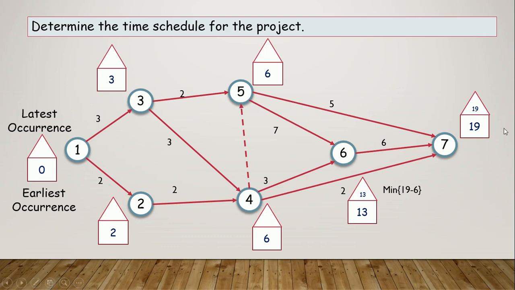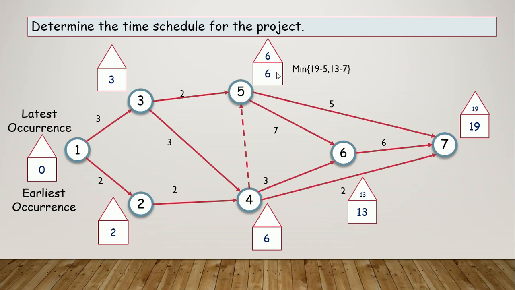Backward pass for 6: 19 minus 6, because there is only one activity here. 6 to 7, there is only one activity starting from 6. So 19 minus 6, 13 here. Now look at node 5. We have two activities, 5 to 6 and 5 to 7. So for this notation we have to subtract 19 minus 5 and 13 minus 7. In the forward case we used maximum, now we have to use minimum.